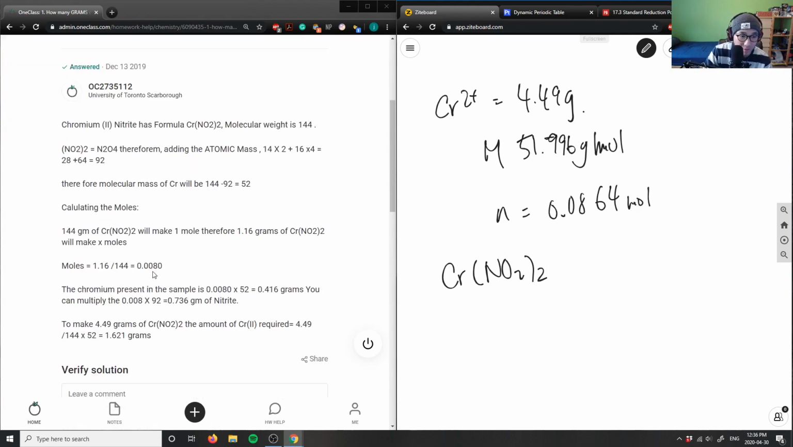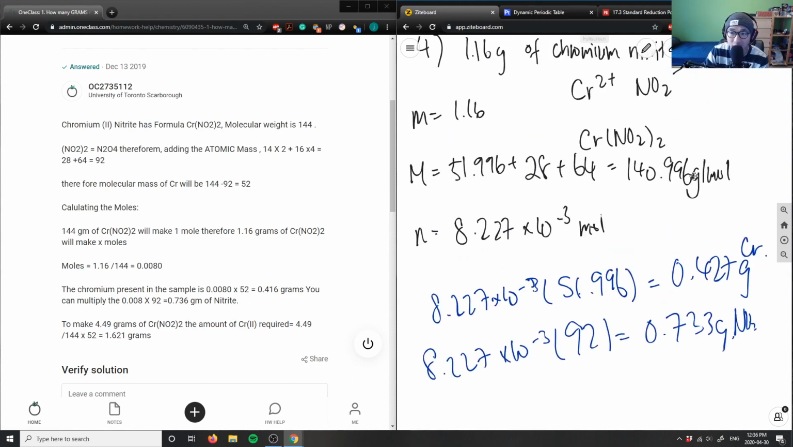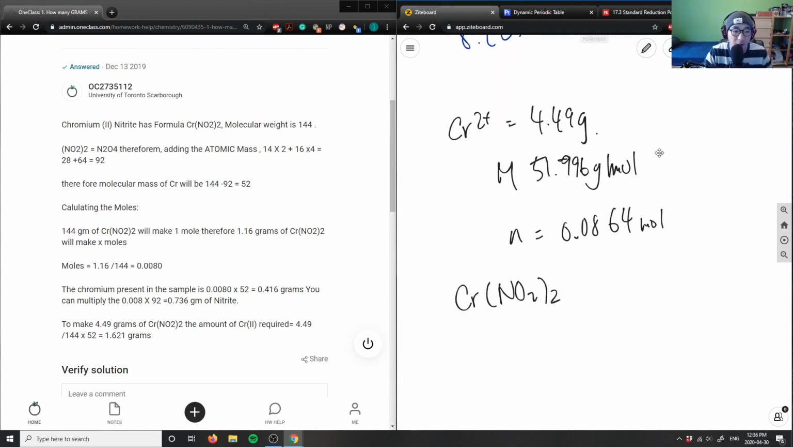So again, what they did here, they calculated the amount of moles like so. To make 4.49 grams of chromium nitrite here, the amount of chromium required is 4.49 divided by the total molar mass, which is 144, or as I calculated, 140.996, and we're multiplying it by 52 here, because that's the molar mass of chromium here.